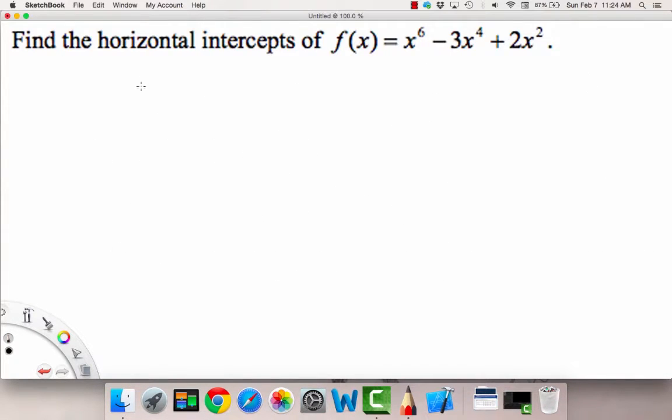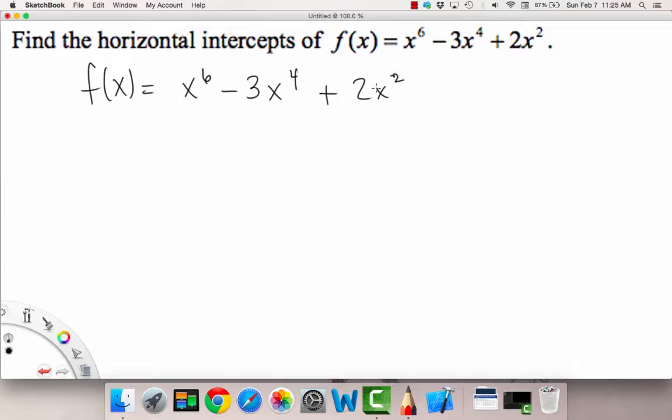Alrighty, so now let's do an example of what we could see. Okay, so here's the first exercise. We have: find the horizontal intercepts of this function here. So let's write down the function. We have f of x is equal to x to the 6th. That looks a little bit scary. Then we have minus 3x to the 4th, still a little bit scary, plus 2x squared.